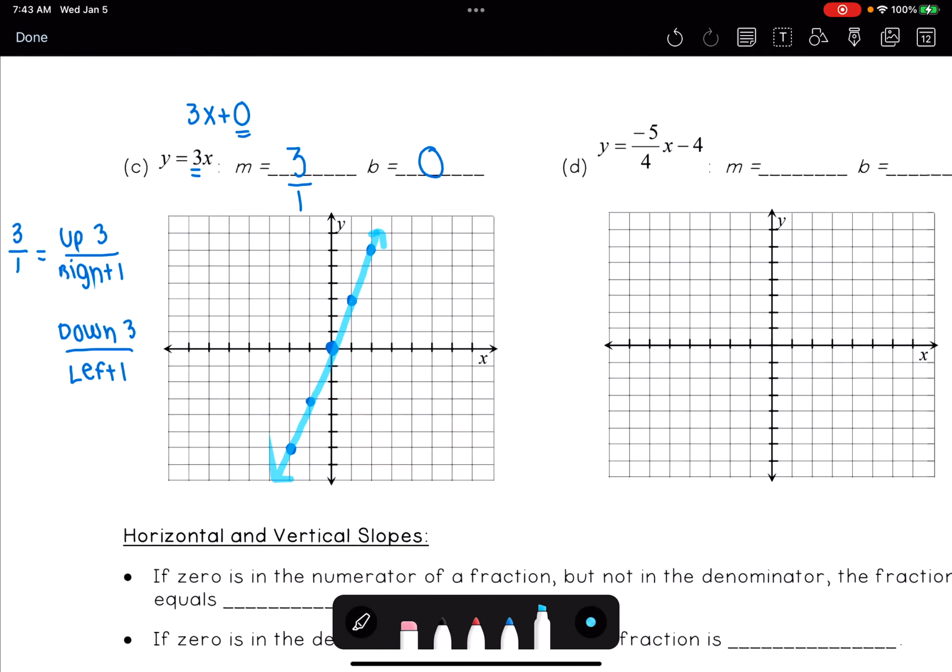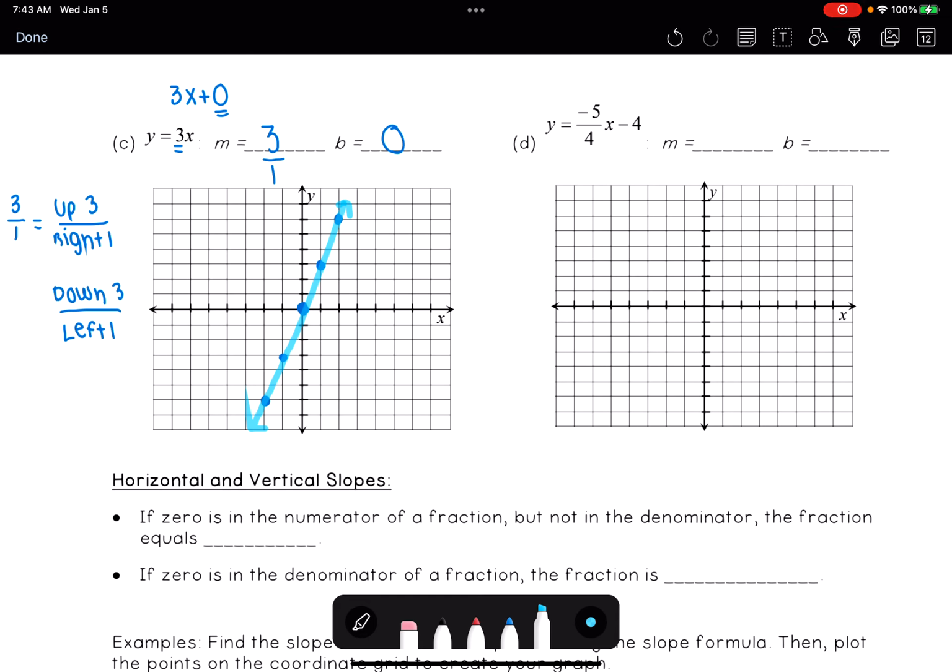Let's try one more of those. Y equals negative 5 over 4x minus 4. Our slope is always the one in front of the x. So negative 5 over 4. And our y-intercept is always the number being added or subtracted, which is a negative 4 in this case. Don't forget the negative. So we go down 4 on the y-axis, and then we can start with our slope.